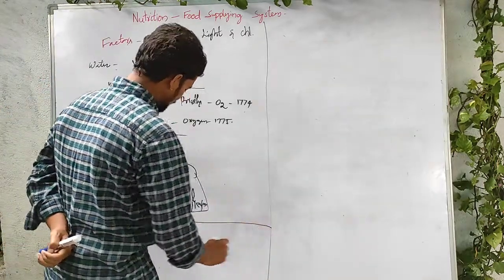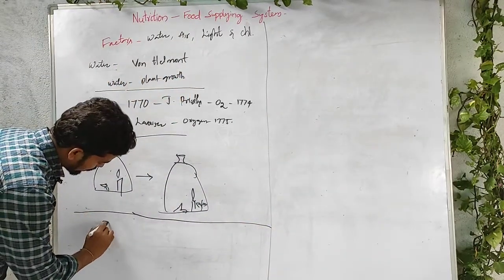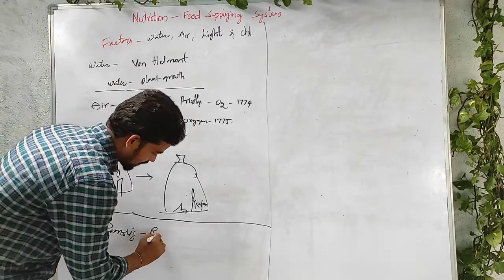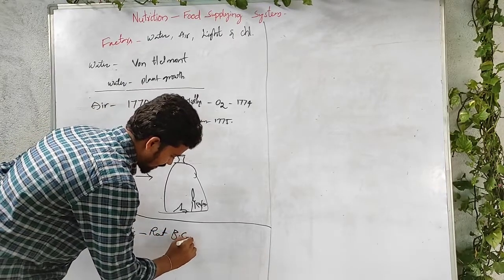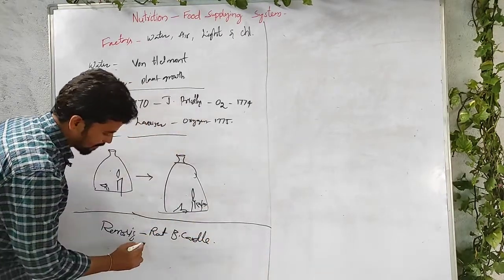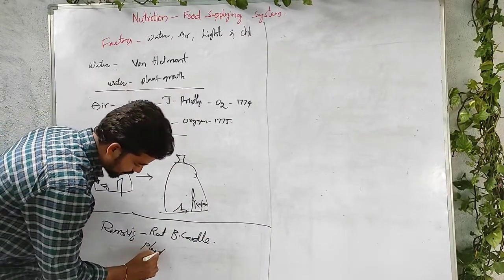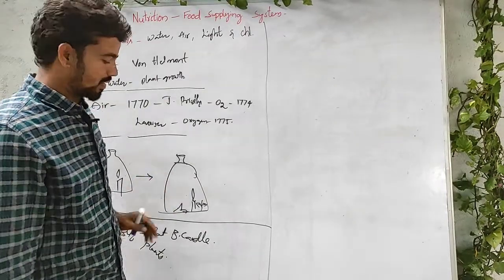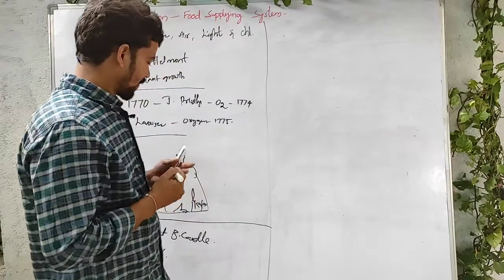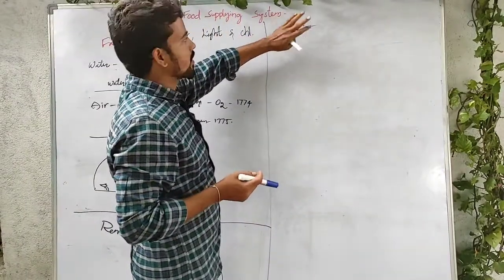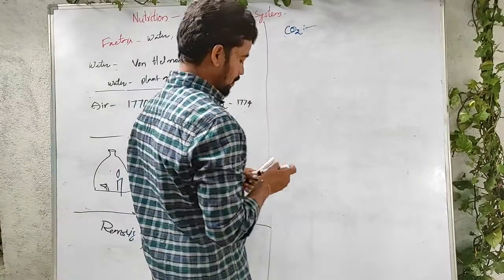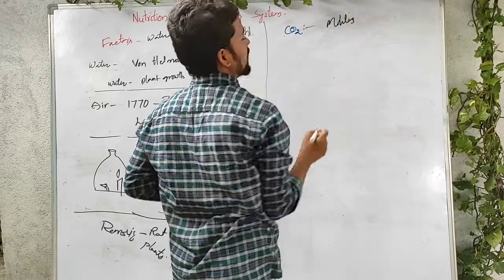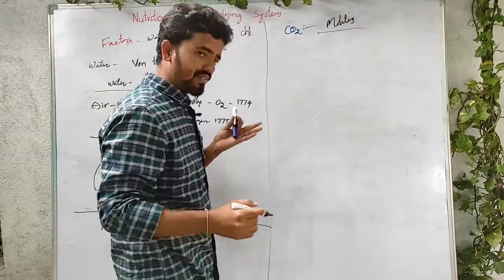So who is removing the air? The rat and the burning candle. Who is restoring it? Plants. The plants are restoring the air which is removed by the animals in the environment. That is what his statement was. Now let us see the essence of carbon dioxide in the process of photosynthesis. Moll conducted an experiment, that's why we call it Moll's experiment or Moll's half leaf experiment.